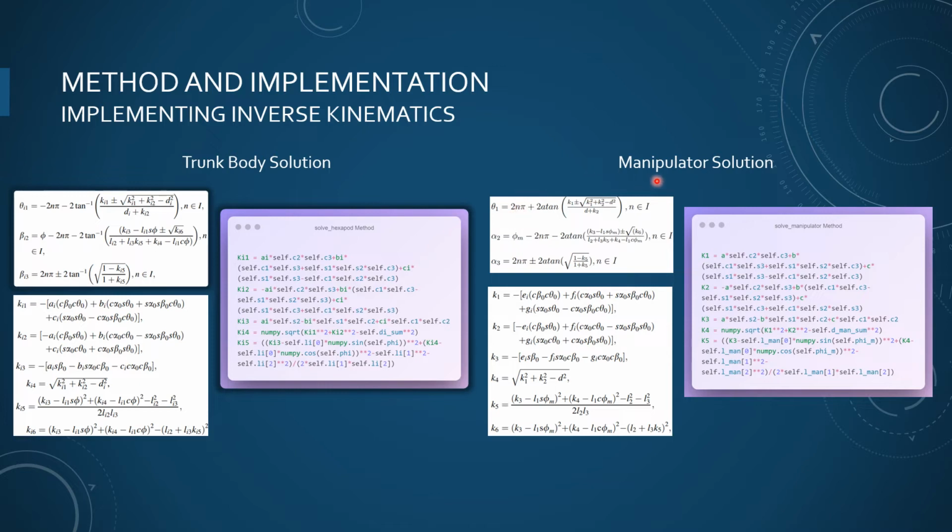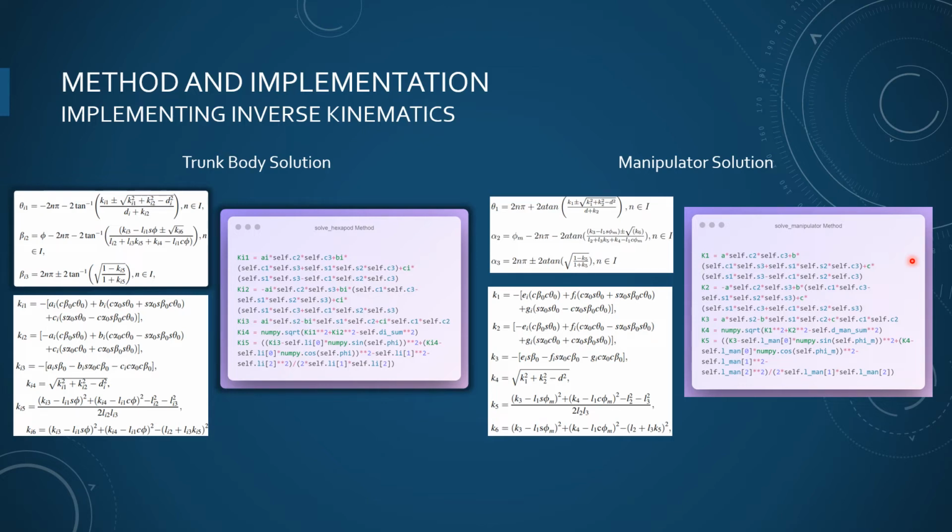The right part shows the manipulator solution, in which theta 1, alpha 2, alpha 3 is shown and the corresponding k1, k2, k3, k4, k5 and k6 is calculated. And this is implemented in the solve manipulator method.